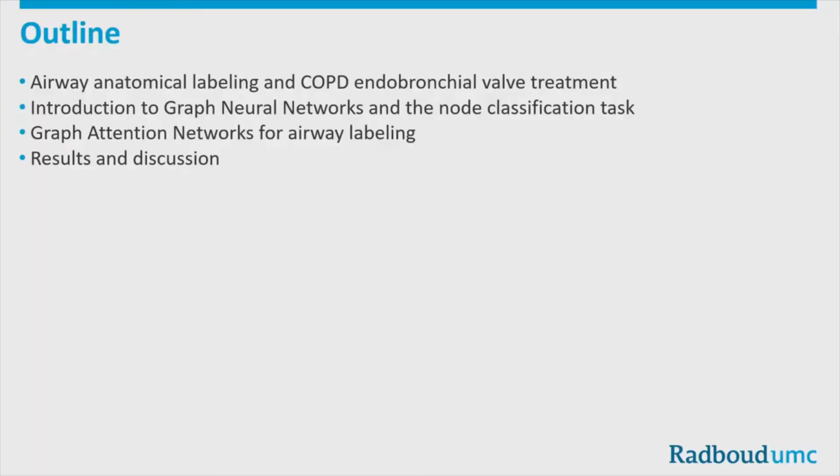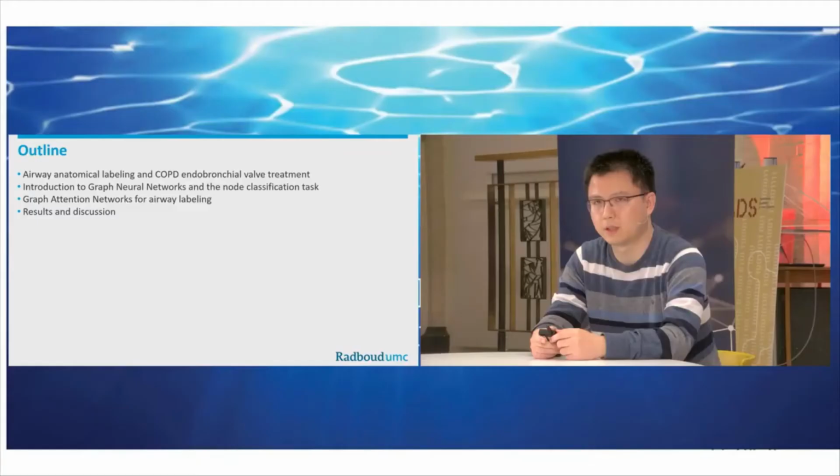And the outline of this presentation, it will be 4 parts. First, I will introduce you the problem, what is airway labeling, and how it can be used for the COPD treatment. And second, I will give you a brief introduction about the graph neural networks with a simple example and how it can be used for the node classification task. And then I will move on to our methods and how we use graph attention networks for labeling airways. And in the end, we show the result and discuss future directions.